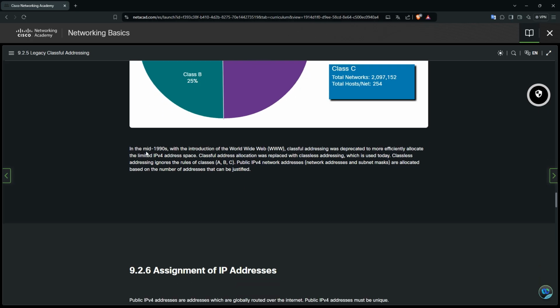In the mid-90s, with the introduction of the World Wide Web, classful addressing was deprecated to more efficiently allocate the limited IPv4 address space. Classful address allocation was replaced with classless addressing, which is used today. Classless addressing ignores the rules of Classes A, B, and C for public IPv4 network addresses. Network address and subnet mask are allocated based on the number of addresses that can be justified.